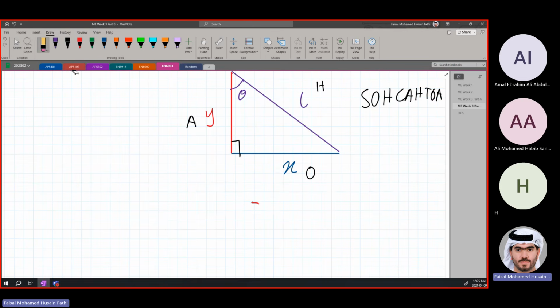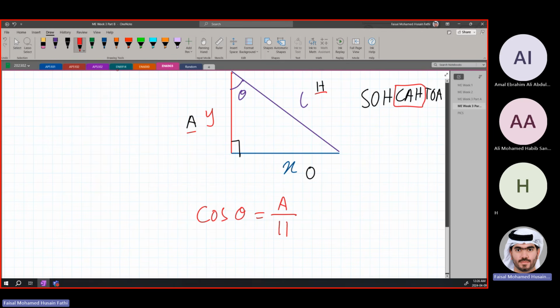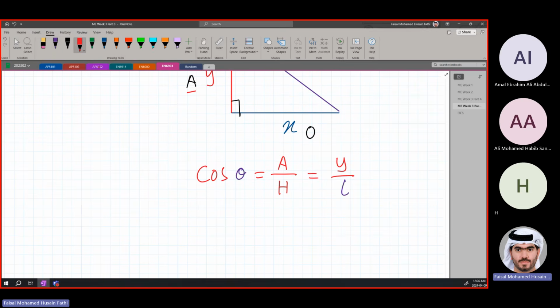Let me do it the full way, the full method. First we'll look at the Y. For the Y, we have adjacent and we have hypotenuse. What has adjacent and hypotenuse? Cosine. So cosine theta is equal to adjacent over hypotenuse, which is equal to Y over L. So cosine theta is equal to Y over L. If we rearrange this equation, we can see that Y is equal to L cosine theta.